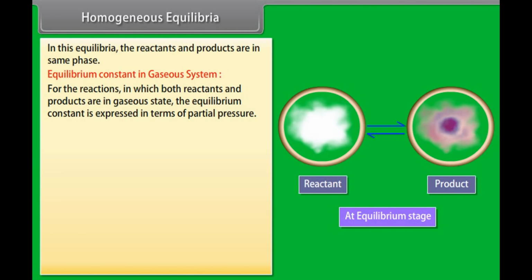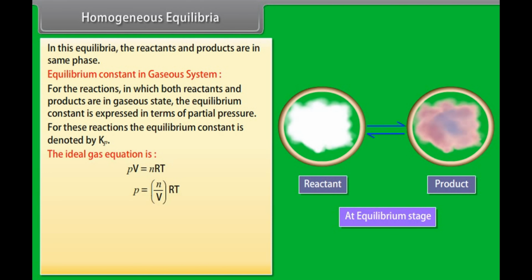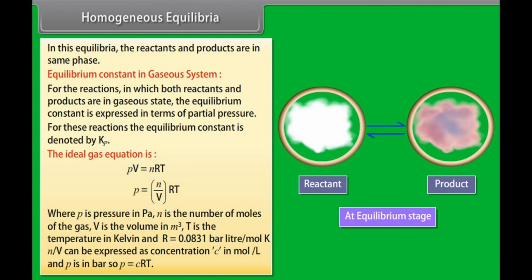For the reactions in which both reactants and products are in gaseous state, the equilibrium constant is expressed in terms of partial pressure. For these reactions, the equilibrium constant is denoted by Kp. The ideal gas equation is PV is equal to nRT. P is equal to n by V RT, where P is pressure in Pascal, n is the number of moles of the gas, V is the volume in m cube, T is the temperature in Kelvin, and R is equal to 0.0831 bar liter per mole Kelvin.